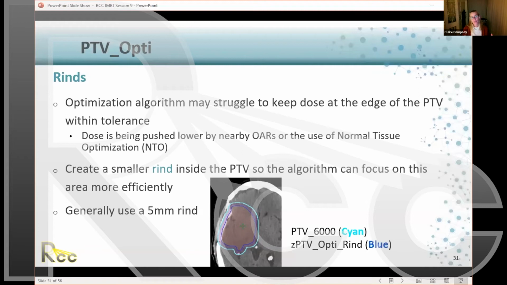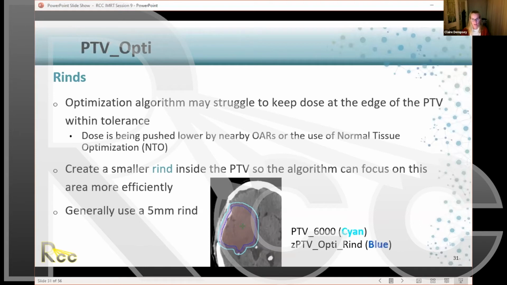It sometimes depends on the position of the PTV in the patient, and it sometimes depends on the shape of the PTV. So you may find that you rely heavily on the NTO in some cases and it doesn't work in others. That's where you might need to use a rind just to keep the dose within your PTV uniform. I guess the rind is the opposite of the ring. It's a ring on the inside of the PTV as opposed to a ring on the outside. So you're creating a thin volume just on the edge of the PTV, and you can create your own dose constraints and objectives for that particular region.